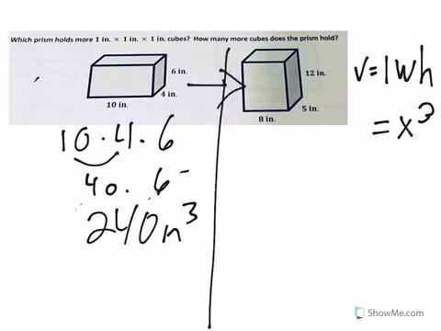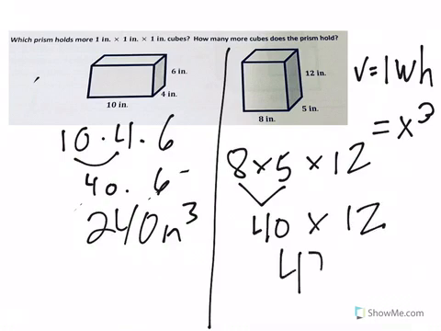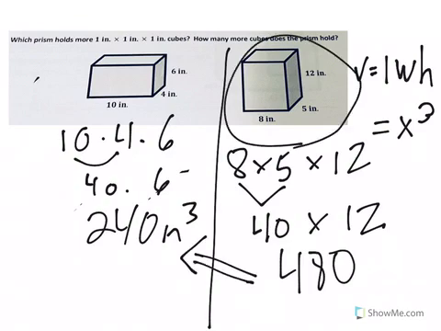So if we look at this second prism, let's see which one would hold more of these cubes. Here we have 8 times 5 times 12. 8 times 5 is 40, times 12 would be 480, which is twice as much as the first box. So this prism would hold more, and even though when you look at it, they don't look all that different, right? You've got to do the math.